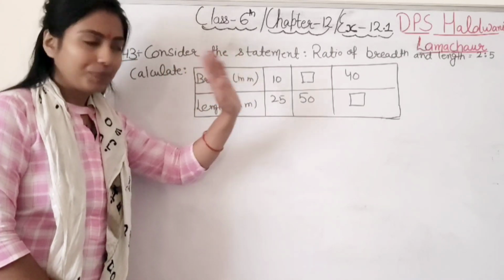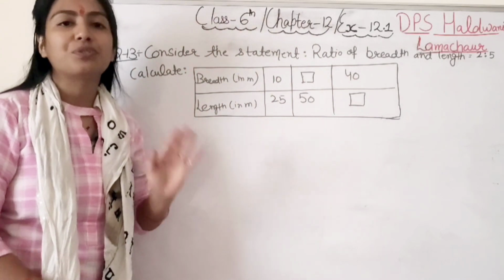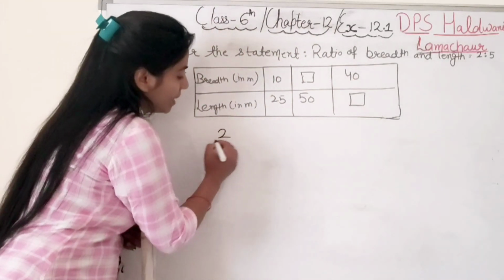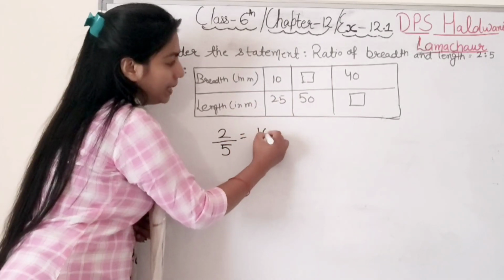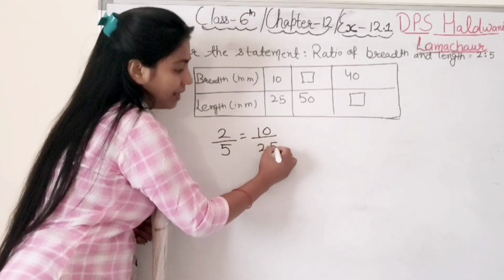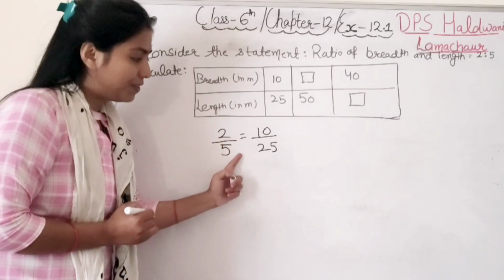Consider the statement. The ratio of breadth and the length of a hall is 2:5. It means the first ratio is given to you, 2:5. The second one is equal to 10/25. How has it come? 5 2s are 10, 5 5s are 25.